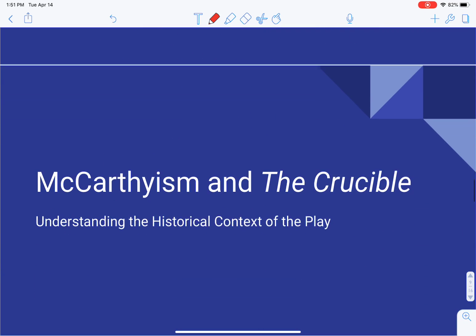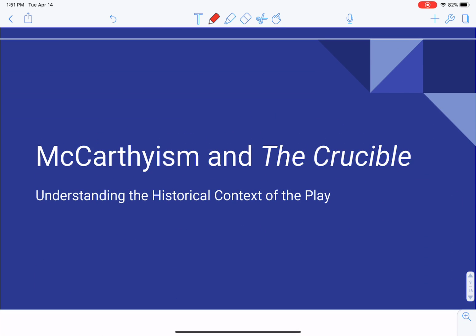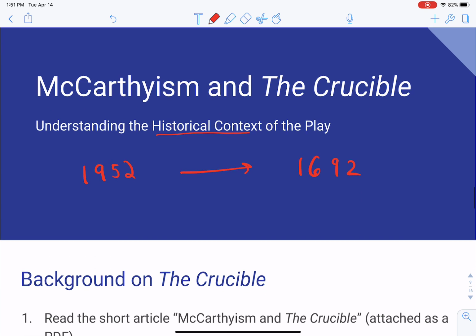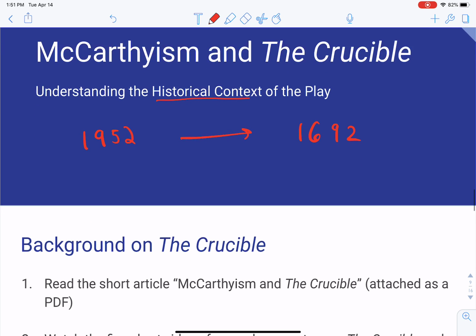All right, last thing for today, background. So understanding the historical context of the play. This play was actually written in 1952, but it is set in 1692. So it's set 350 years prior to when it was written. This is set during the Salem witch trials. But Arthur Miller was not alive during the Salem witch trials.